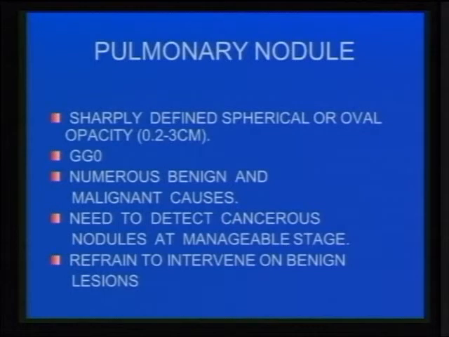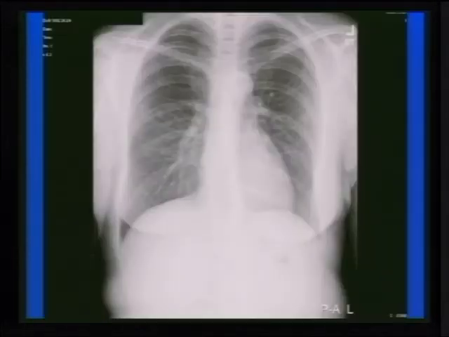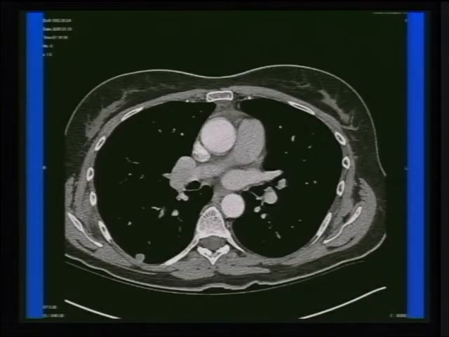We know that CT can allow you tissue characterization. Obviously, you can change your window and then try to analyze the content of the nodule. But most of the time, it's a soft tissue nodule that has no characteristic, and it becomes an indeterminate nodule.